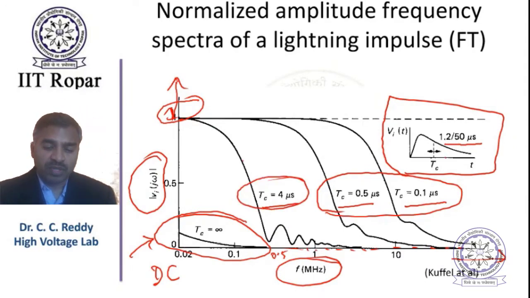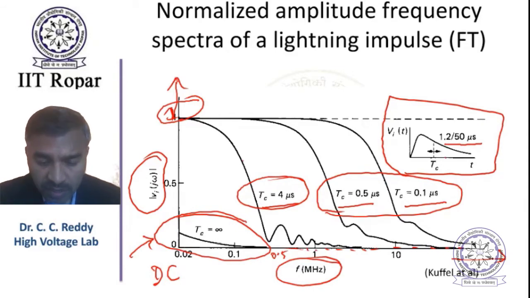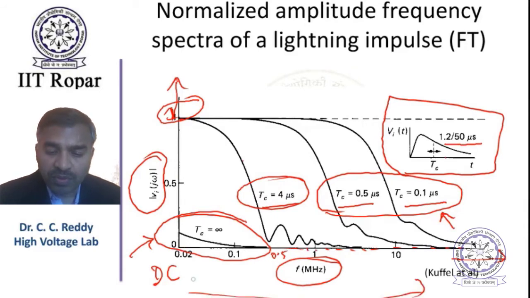Now, you can see which are having higher demand on the frequency range. Obviously, if you are chopping in the beginning of the waveform, in the front region, the smaller the time period, the larger the frequency content or harmonic content. So it goes on increasing, right? And if you chop in the tail region, you can see the requirement on the frequency is this much only, for 4 microseconds.